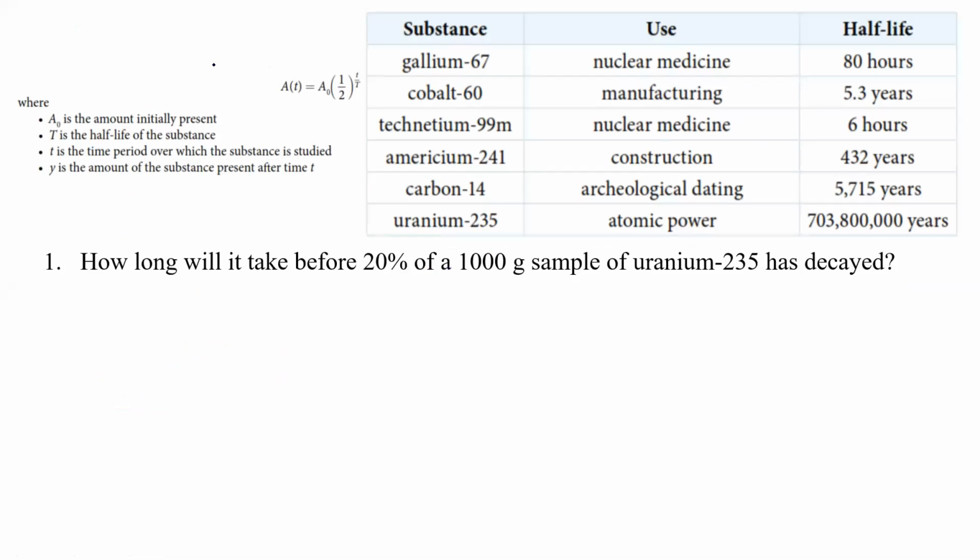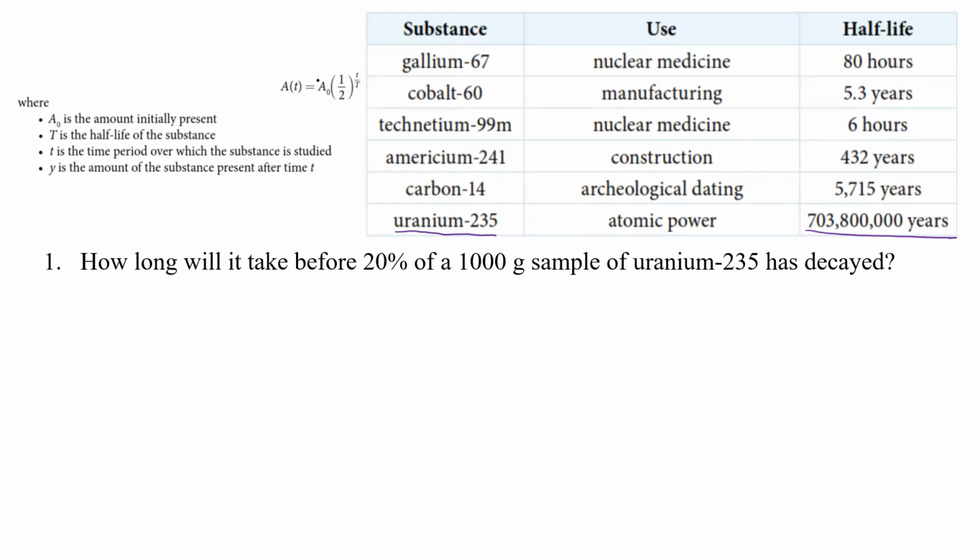All right, so the next one says, how long will it take before 20% of a 1,000 gram sample of uranium-235 has decayed? All right, well, what do we need? Well, it looks like they give us this nice little amount of stuff here for this formula, gives us some half-lives, and so we're doing uranium-235, so we're doing this bottom row here. So that's like half-life is 703,800,000 years. So quite a long time. And so that's one of the reasons why storage of all the waste is kind of an issue here. So that's because we have such long half-lives.